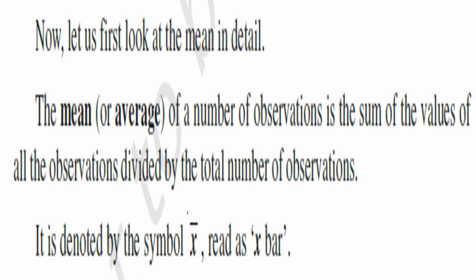Right. Now let us discuss the first type of measures of central tendency, that is the mean. Let us first look at the mean in detail. The mean, which is also called the average of a number of observations, is the sum of the values of all the observations divided by the total number of observations. It is denoted by the symbol X bar. This notation is read as X bar. Understood this notation, my children, and how to pronounce it?